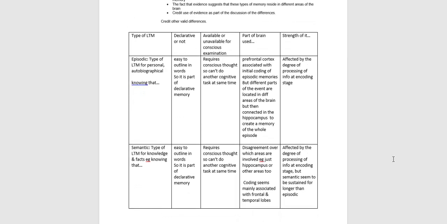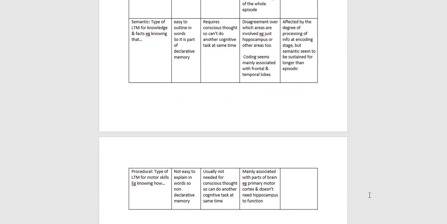With semantic, there's disagreement over which areas are involved. So there's still discussion about whether it's the hippocampus or other areas too, so you could use that as a comparison. But coding seems mainly associated with the frontal and temporal lobes, whereas with procedural, it's mainly associated with parts of the brain such as the primary motor cortex, and it doesn't need the hippocampus in order to function.